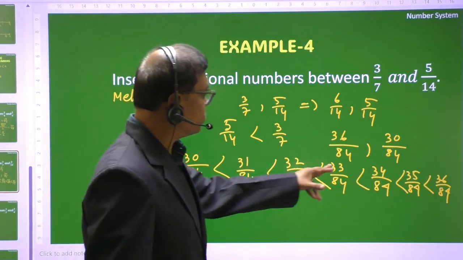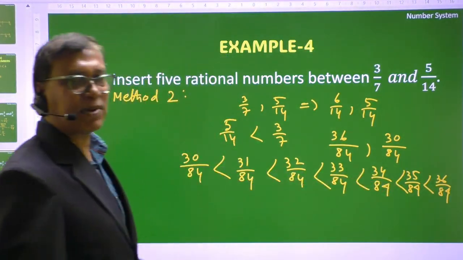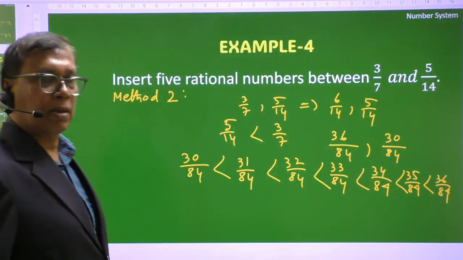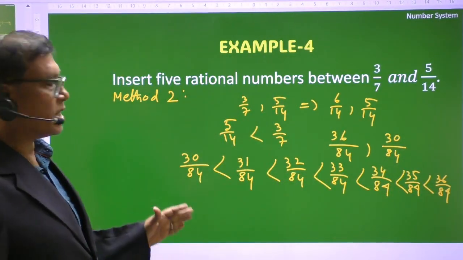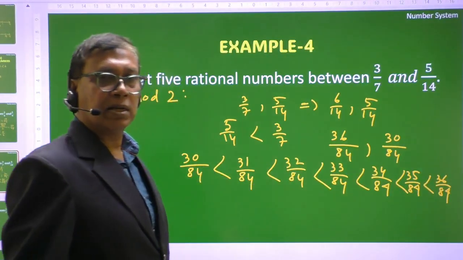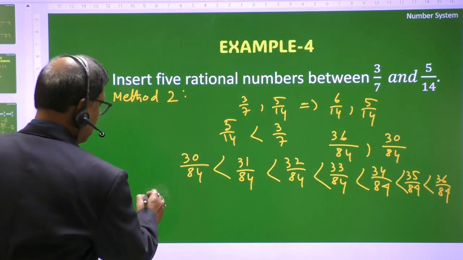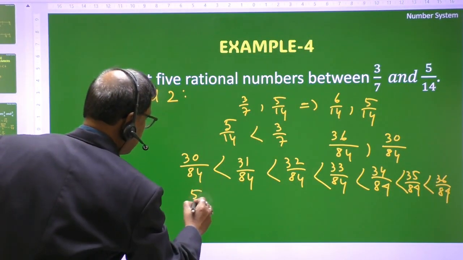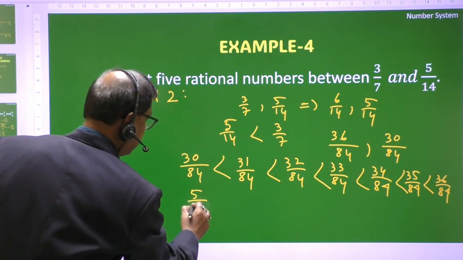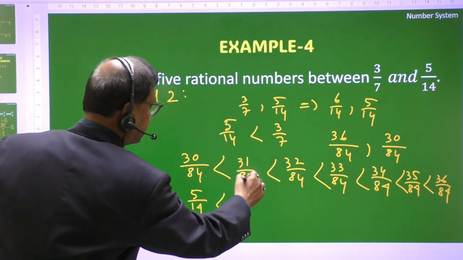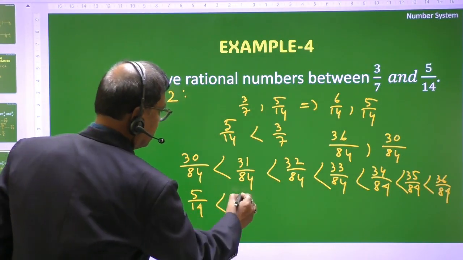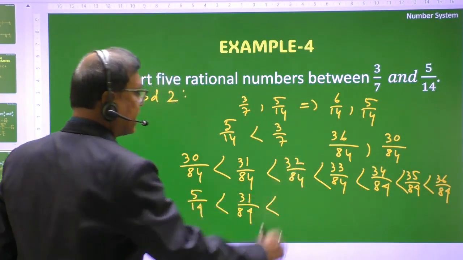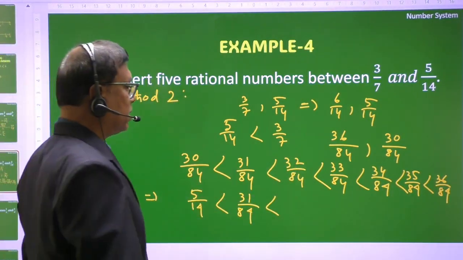See, 1, 2, 3, 4, 5, exactly 5 rational numbers are inserted between these two numbers. But when we are leaving the answer, we can't leave it here. We have to simplify more. 30 by 84, simplest form is 5 by 14. 31 by 84, further simplification not possible, but here 32 by 84 is possible.